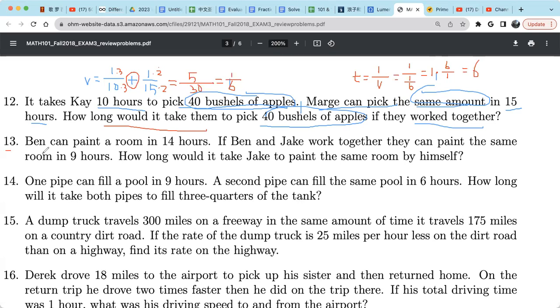Let's look at 13. Ben can paint a room in 14 hours. Job done, right? Ben and Jake working together can paint the same room in 9 hours. So that means the together V in this case is 1/9. When they work together, the speed is 1/9. And when Ben works all by himself, his speed is 1/14.